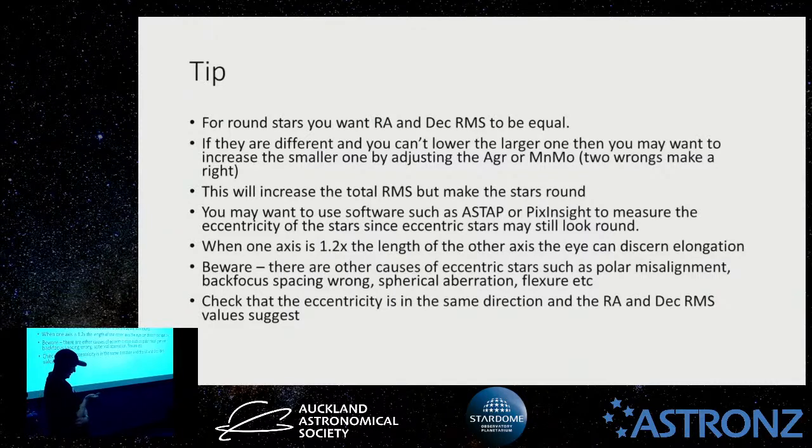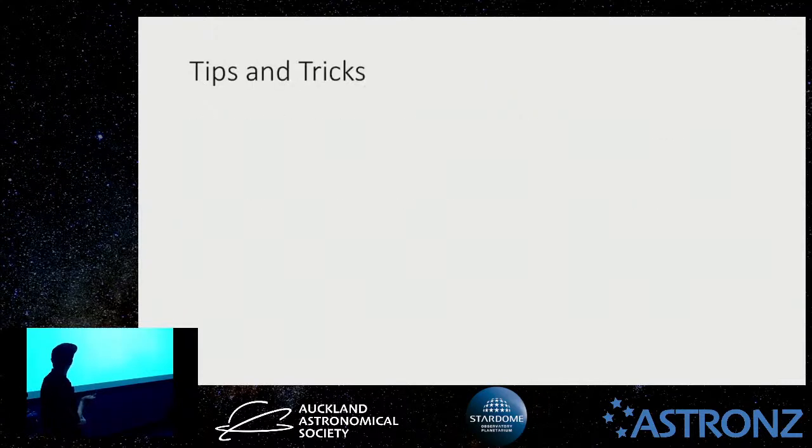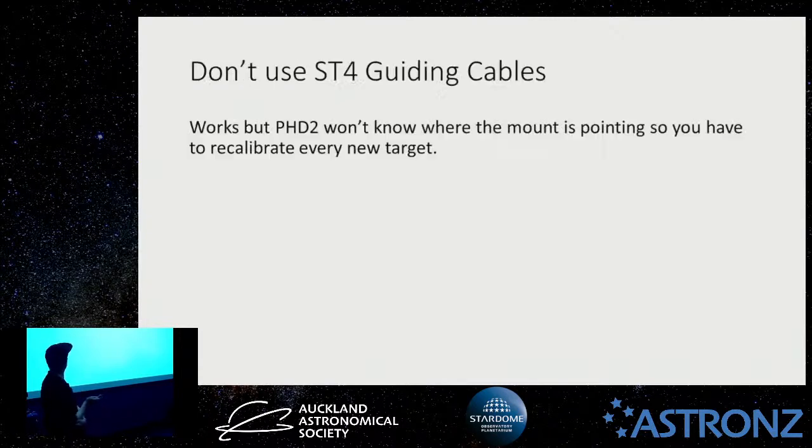Reducing your declination guiding performance to match the RA. Generally, RA is worse than DEC for the kinds of mounts we use. But remember, that's not the only reason that causes eccentric stars. There are other reasons, such as polar misalignment, wrong back focus spacing, spherical aberration, flexure, and stuff like that. So these are tips and tricks, and there's a lot of them.